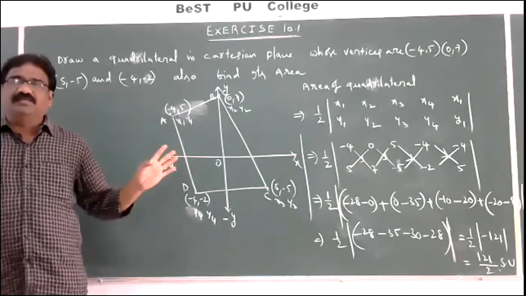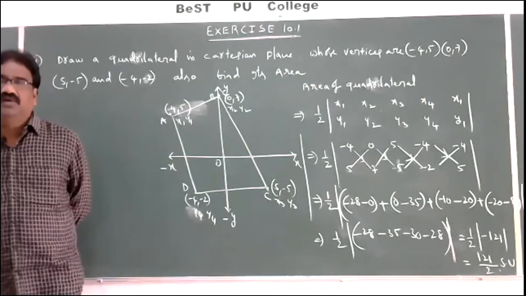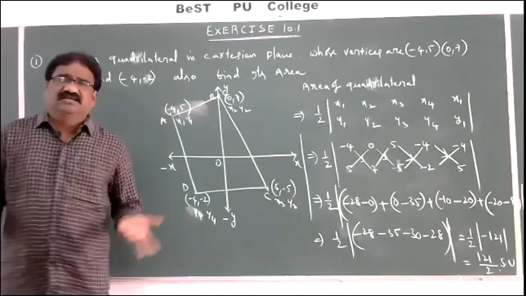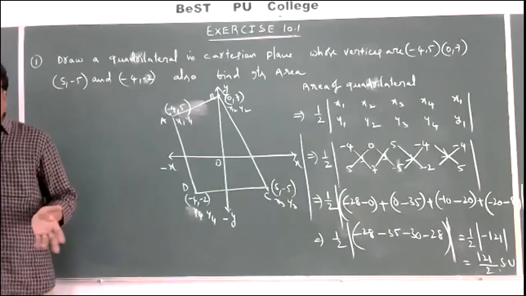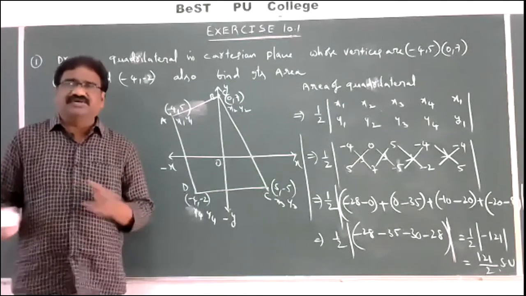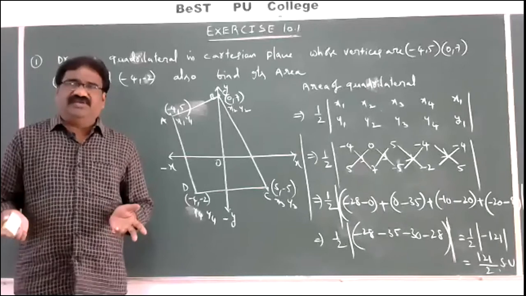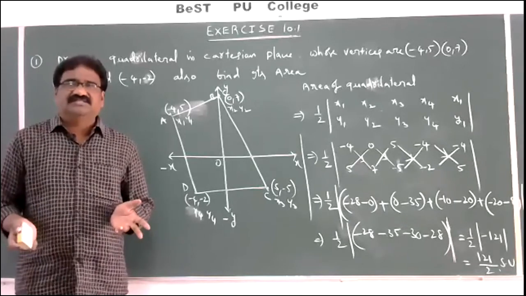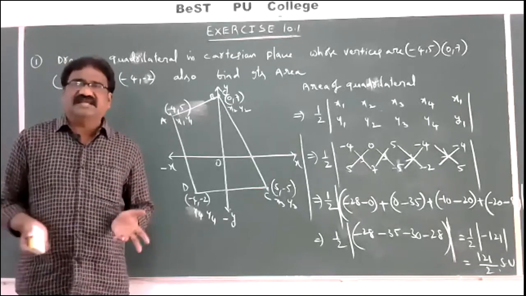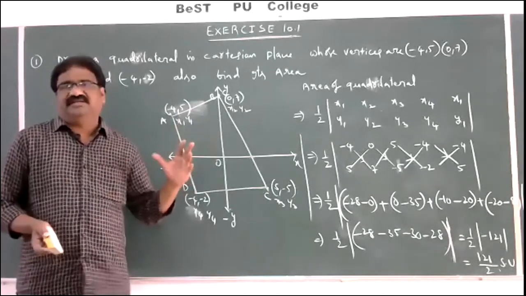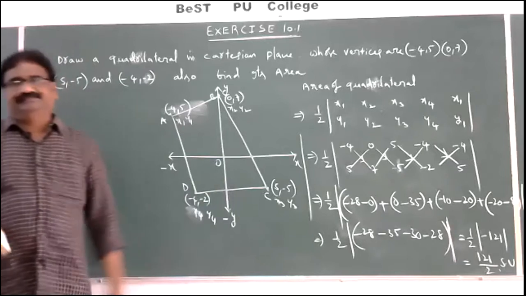This is the general formula for quadrilateral area. How to find the quadrilateral area? If the quadrilateral is a rectangle, another method is length into breadth, the area of the rectangle. If the given figure is a square, where all 4 sides are equal, then the area is side squared. That's why I am verifying whether it is a rectangle or square.